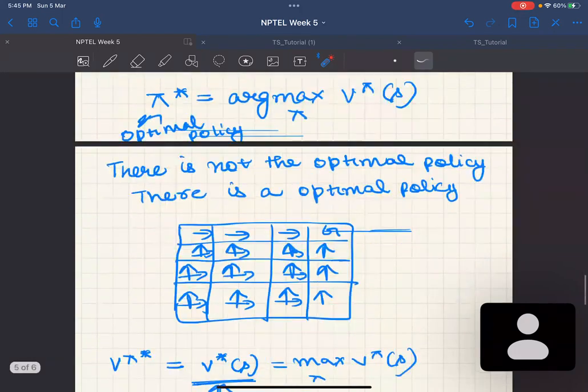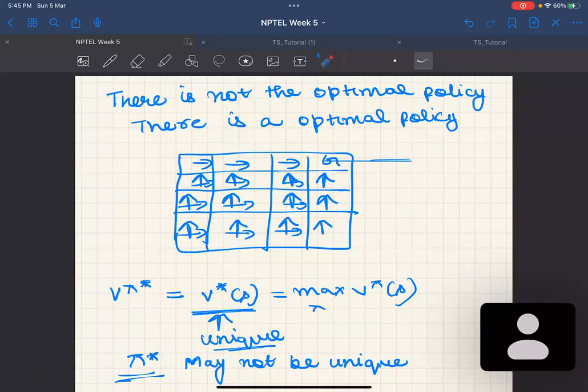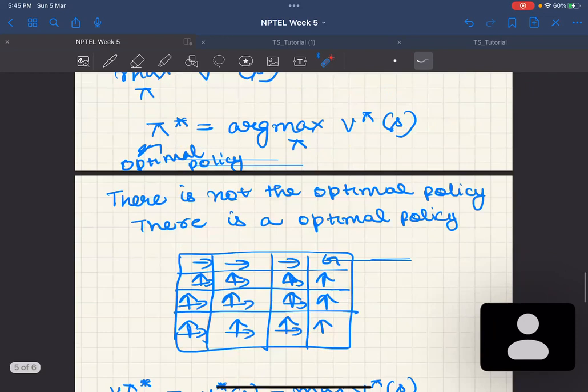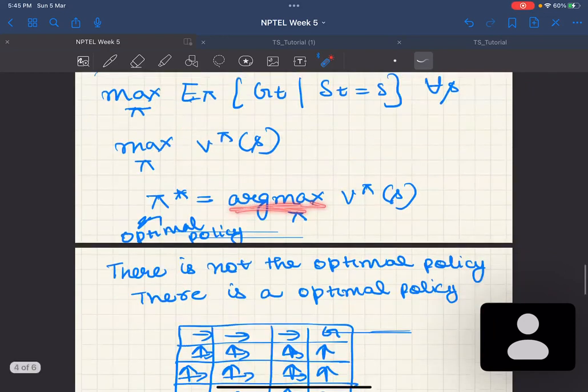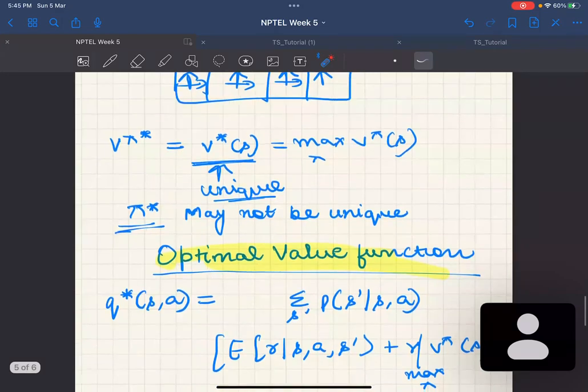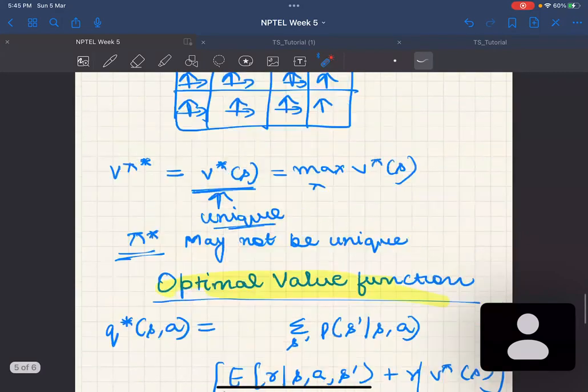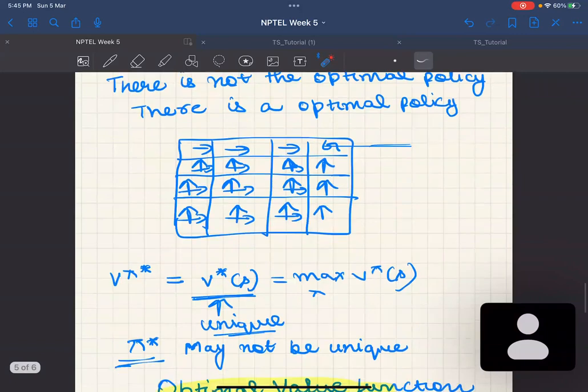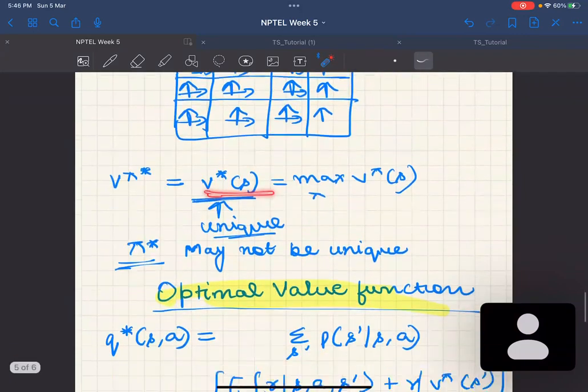Like I showed you that grid, we can go up, we can go right. There are many ways we can reach the goal by following the optimal policy. The optimal policy can perform multiple actions and we'll still reach this max. That is why we have written argmax here. Then I told you pi star may not be unique, but every pi will give me a unique value function, that is V star of S.